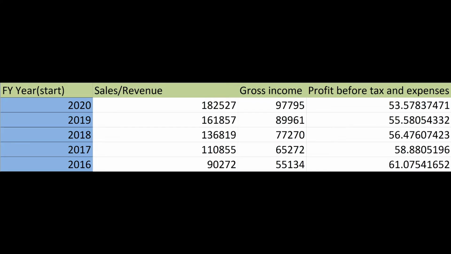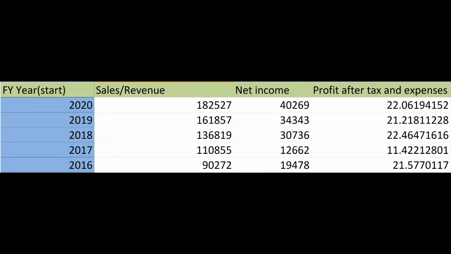To start, we want to look at the profit before tax and expenses. This will tell us the margin or percentage of money a company keeps before tax and expenses. 40% or more is desired here, very close to 40 is okay as well. Next, we want to look at the profit after tax and expenses. This is a measure of a company's net profitability and we're looking for 20% or higher.